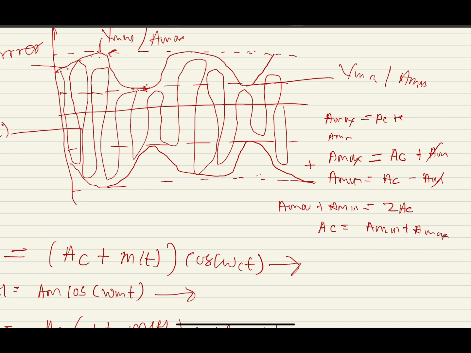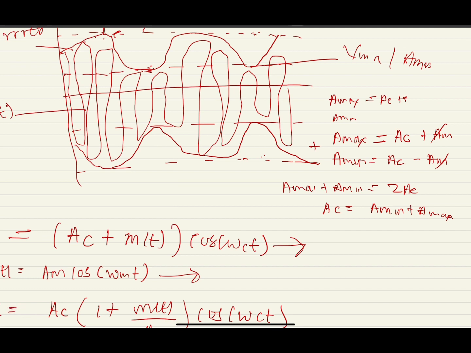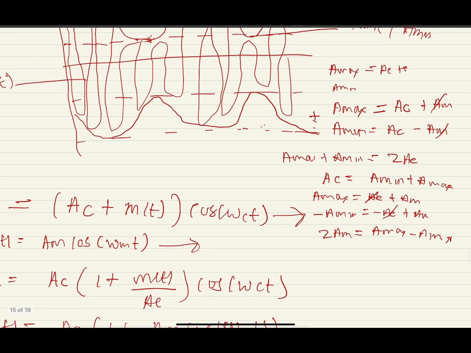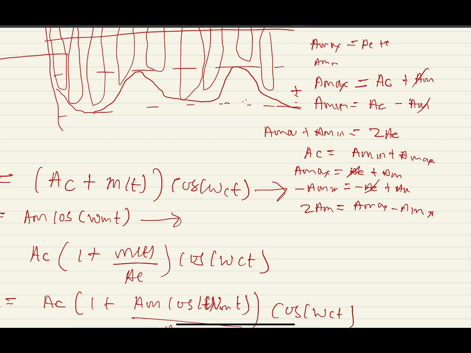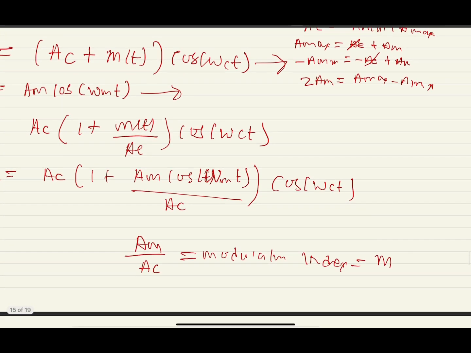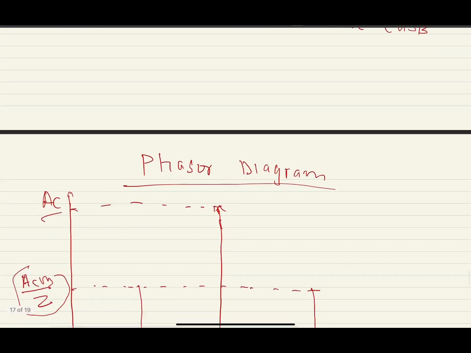The same thing applies when you subtract instead of adding: A max equal to AC plus AM, then minus A min equal to minus AC plus AM. So now this one cancels out, and we get 2AM equal to A max minus A min. Now let's take note of these equations: AC equal to A max plus A min over 2, and AM equal to A max minus A min over 2.